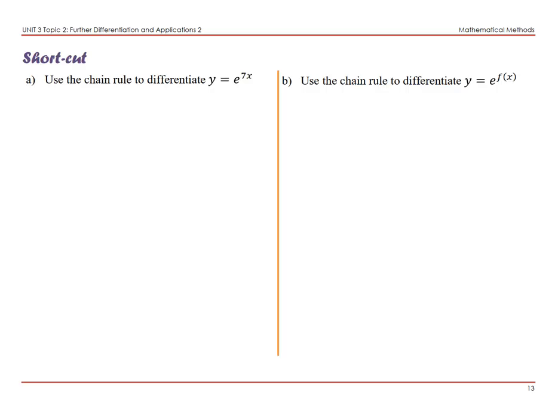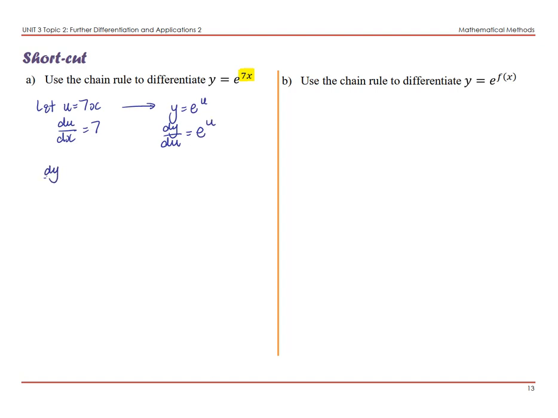Now let's look at deriving the shortcut. Use the chain rule to differentiate y equals e to the 7x. So using the chain rule, we let u equal 7x. That means our y is now e to the u. Differentiate both of those. du/dx is 7. dy/du, which we've just learnt, is e to the u.